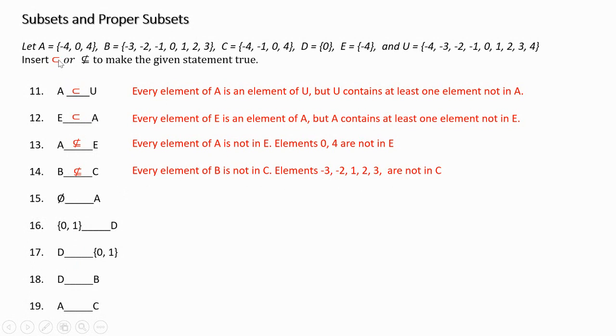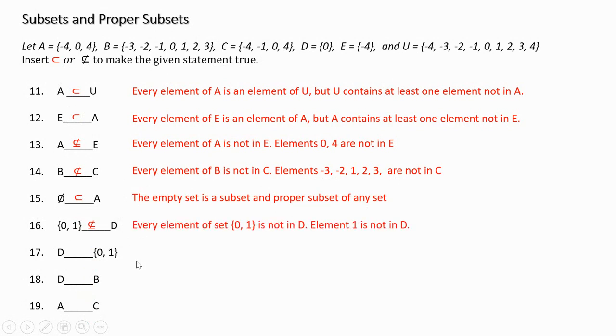The empty set is a proper subset of A. It's a subset and a proper subset of any set from the definitions. Number 16, the set containing elements 0 and 1, this is blank of D. Let's go to D. So this will be the not a subset symbol. Now let's reverse it. We have D, which has the element 0, and {0, 1}. So this is going to be the symbol with a proper subset. There we go.